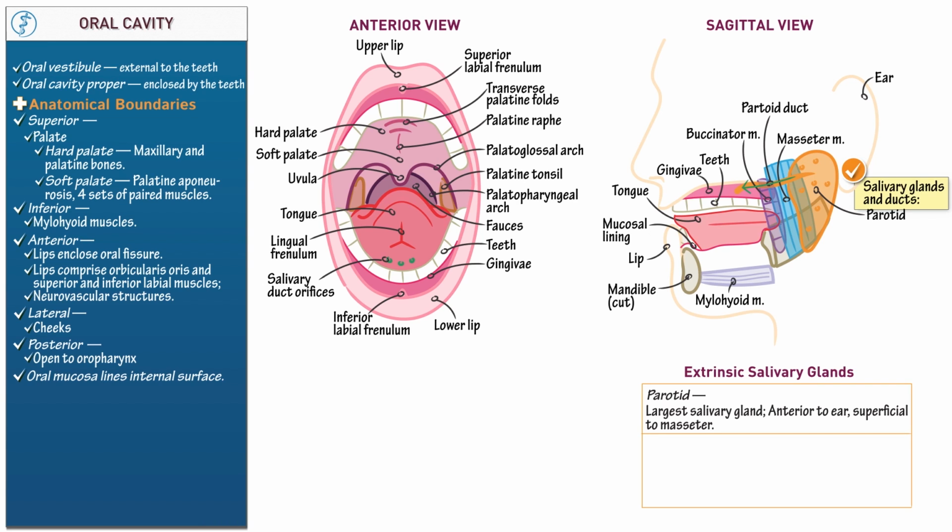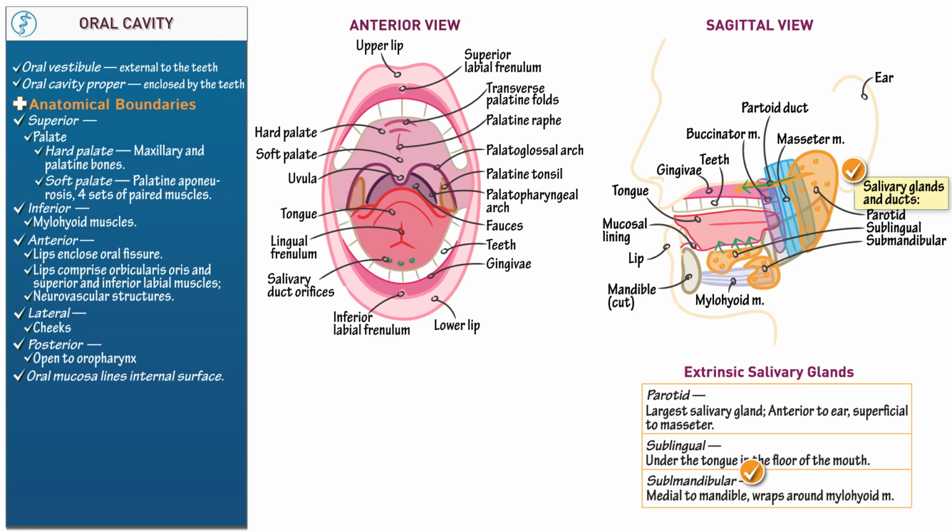over the masseter. Show and write that the sublingual gland lies beneath the tongue in the floor of the mouth. Indicate that it secretes saliva across this lining via several small ducts. Sublingual refers to the gland's location below the tongue. Show and write that the submandibular gland, which is roughly the size of a walnut, lies along the medial side of the mandible and wraps around the mylohyoid muscle. Indicate that its duct also drains into the floor of the mouth.